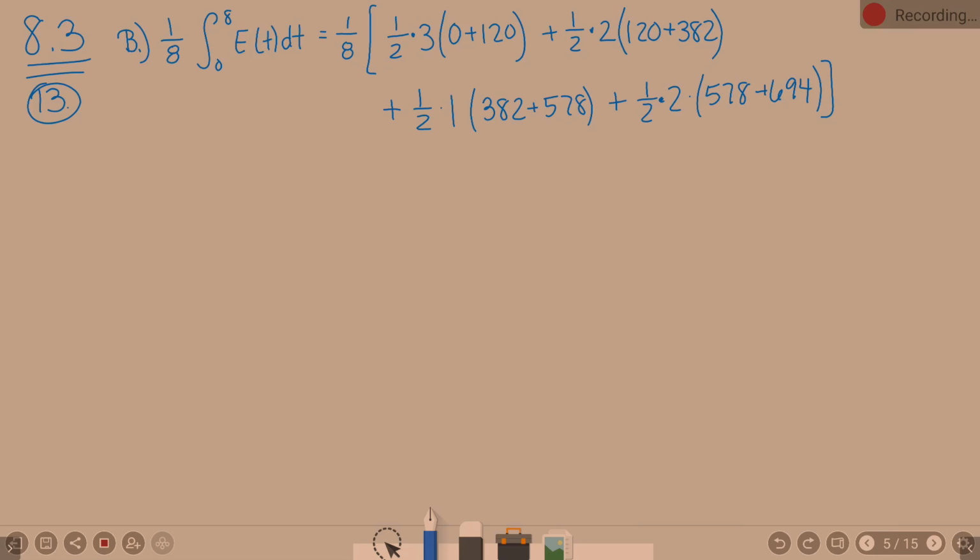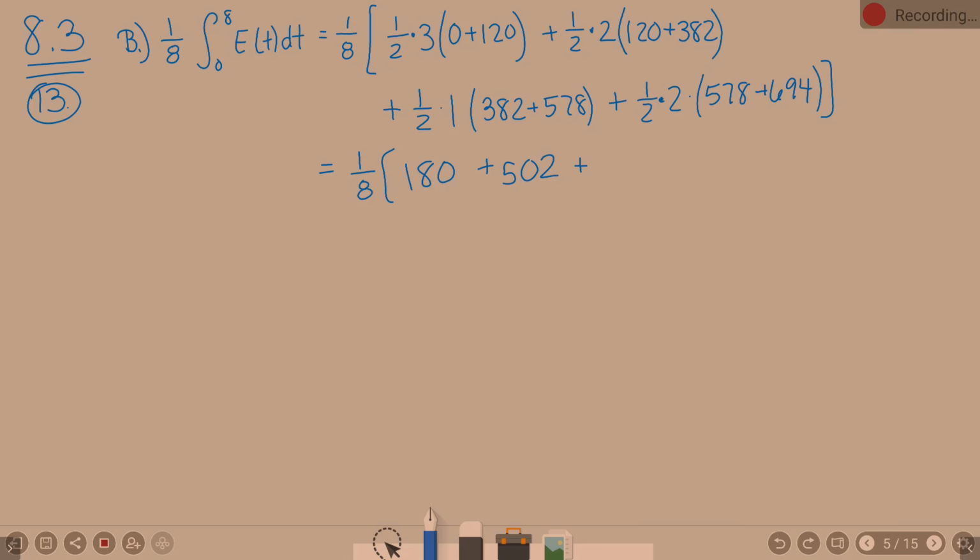I know I'm going to have the 1/8 out front. 0 plus 120 times 3, 360 divided by 2 is 180. Half of 2 is 1, so it's just 120 plus 382, which is 502. I don't know. Tate's my mental math person. I don't think he's feeling it today.